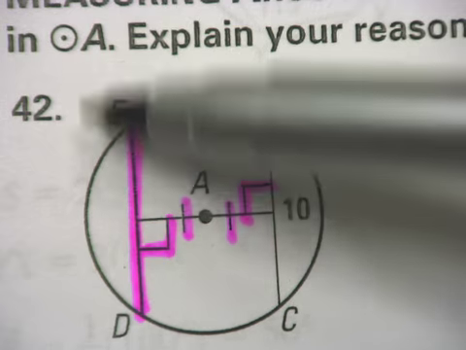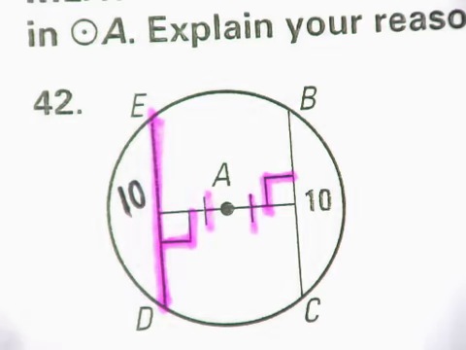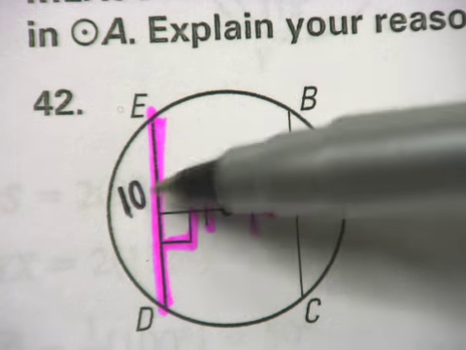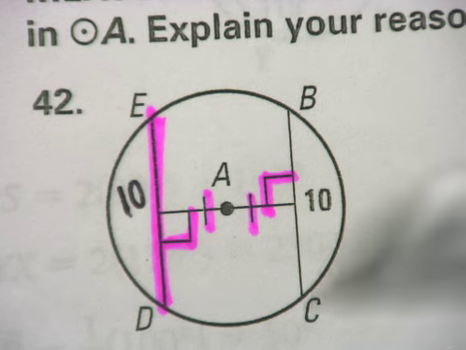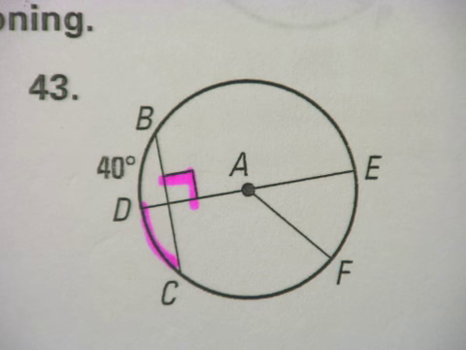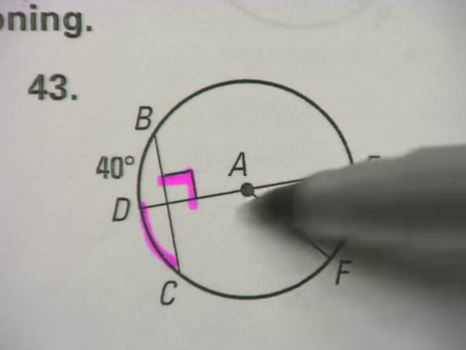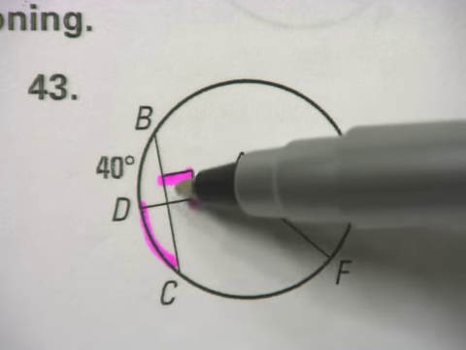Well, the rule states that if two chords are the same distance from the center, then they're going to be congruent. Since they are the same distance from the center, and this chord is 10, then I know that chord ED is also going to be 10. And your reason in a full sentence should explain that when chords are the same distance from the center, they are congruent.